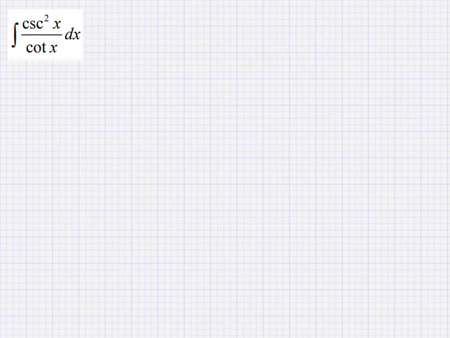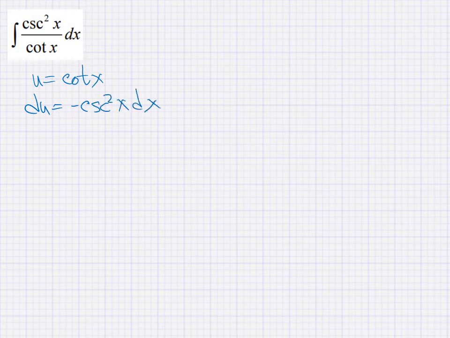Again, here's where it helps to know your basic derivative rules. You need to know that the derivative of cotangent x is negative cosecant squared x. If you know that, this is very easy. You see u and a du sitting right here. Now again, we're off by a negative, but we can swap that to the other side here. Okay? And we would end up with negative integral of du over u.